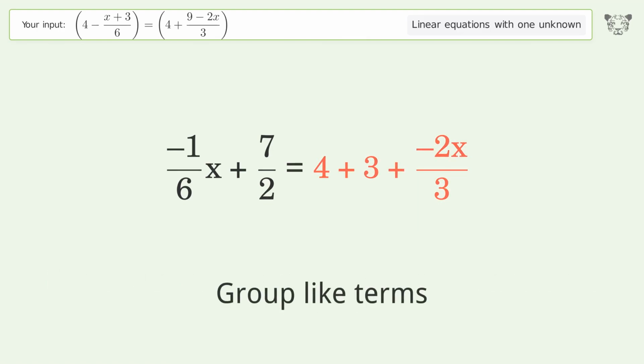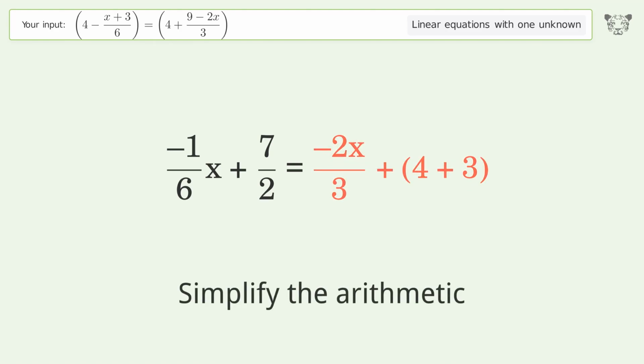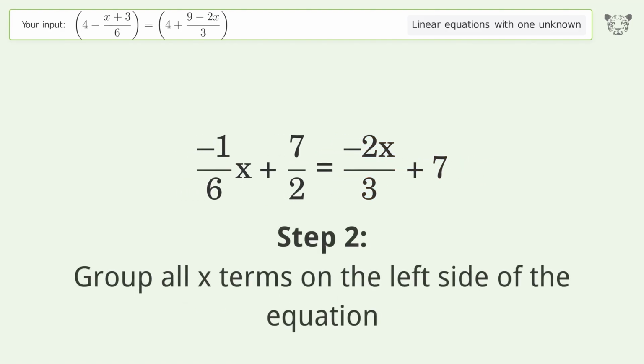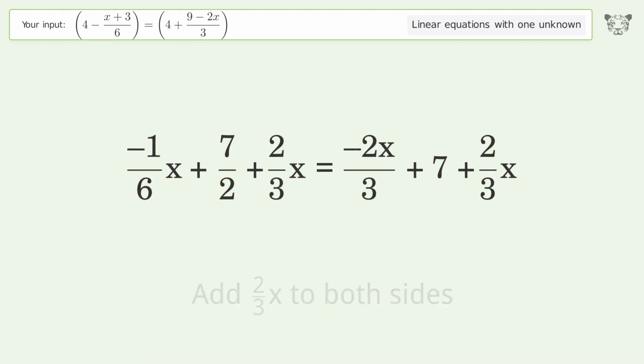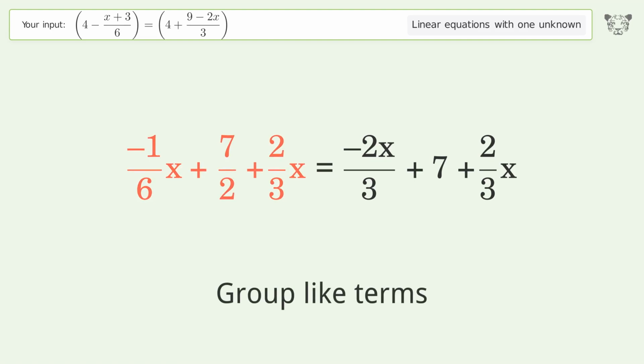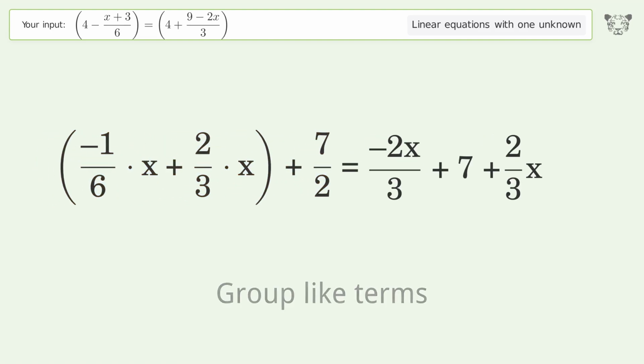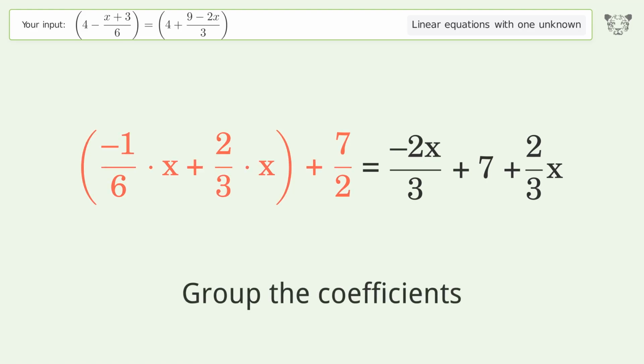Group like terms. Simplify the arithmetic. Group all x terms on the left side of the equation. Add 2 over 3x to both sides. Group like terms. Group the coefficients.